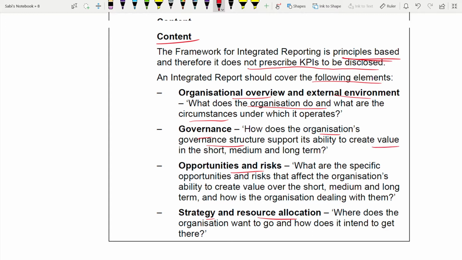Opportunities and risk. What are the opportunities? If a technology is coming, what opportunity could this be for the company, and what are the risks that they're going to face? Because this will affect their ability to create value over the short, medium, and long term. That's why it's important that you include this here, right? Opportunities and risk. And how the organization is dealing with them is also very important. If there's a particular risk, how is the organization dealing with this risk?